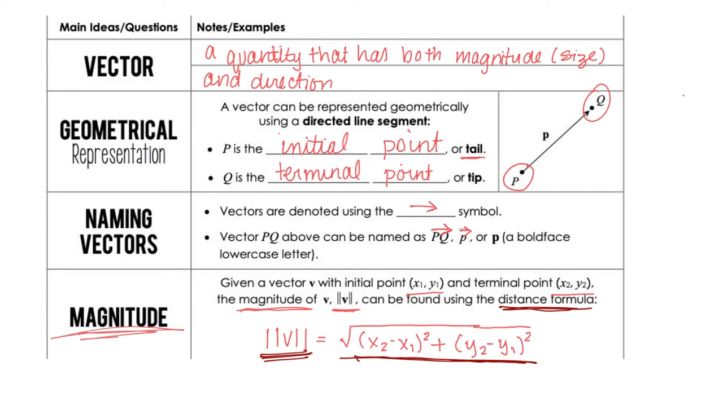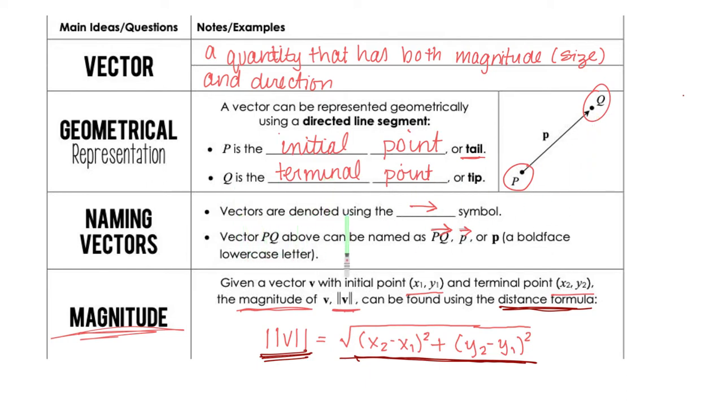All right, yesterday we talked about vectors, a quantity that has both magnitude, which was size, and direction. Then we talked about the geometrical representation, the directed line segment, where P was the initial point, which was where you started with the vector, also called the tail. Q is the terminal point or the tip.